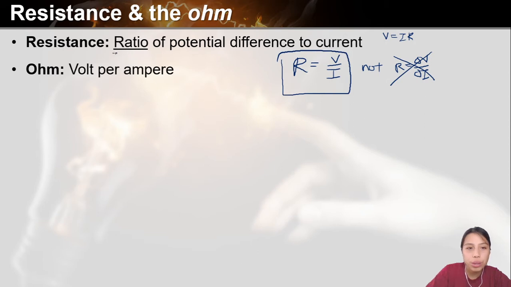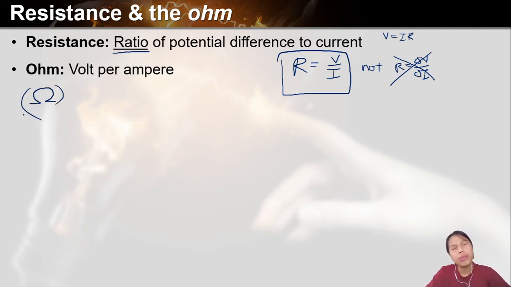Okay, ratio. And the unit of resistance, we use ohm. Ohm is this symbol, omega. That's the unit. So if a resistance is 16, you say 16 ohm. R equals 16 ohm. How do you define 1 ohm? 1 ohm is 1 volt per 1 ampere, because it's V over I. That's how you can define it.